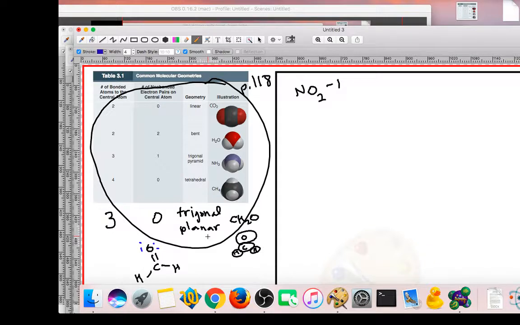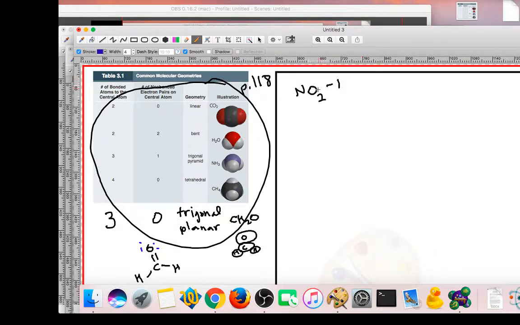I suggest you write this information down, maybe in your book, or if you print a page like this from the internet. I mean, the internet is full of tables like this. Make sure that it has trigonal planar there. Let me show you how to use this to find the VSEPR shape.